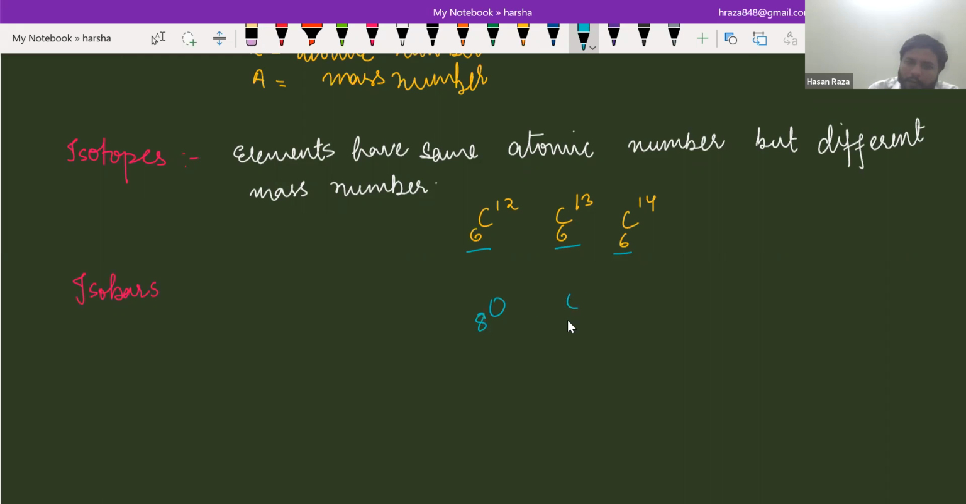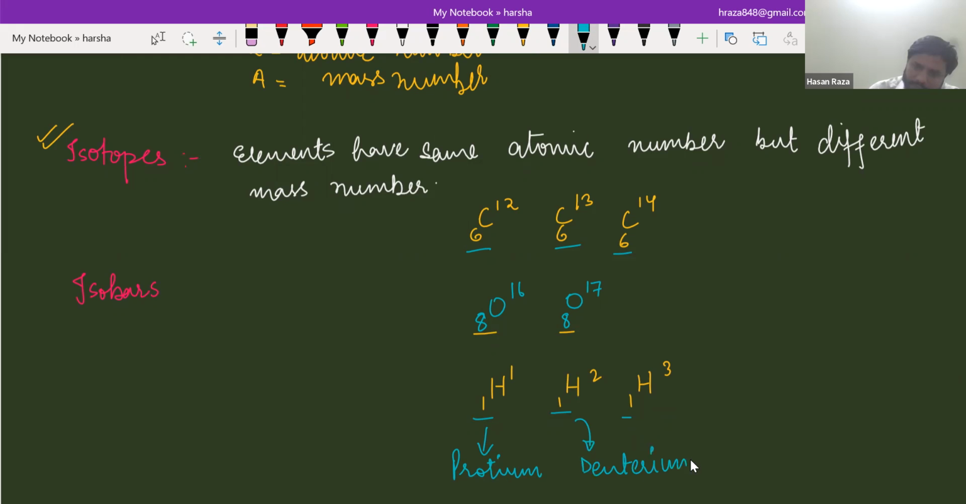Again, we can take the example of oxygen, O-16 and O-17. Again, you can look at this: same atomic number, different mass number. These are isotopes. We can also take the example of hydrogen's isotopes: H-1, H-2, and H-3. You can see the atomic number of hydrogen is 1, but the mass numbers are different. That means they are isotopes of hydrogen. The first is known as protium, the second is deuterium, which has the symbol D, and the third hydrogen is tritium, which has the symbol T. So we just talked about isotopes: same atomic number, different mass number.